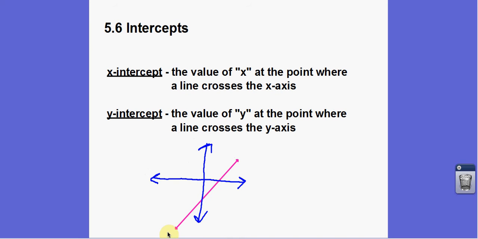And if I wanted to find the x-intercept, I would find the point right there where the line crosses the x-axis. So this is my x-intercept. And if I want to find my y-intercept, it's right there where the line crosses the y-axis. So this is the y-intercept. So pretty easy. We're just looking for numbers where the line crosses either the x-axis or the y-axis.